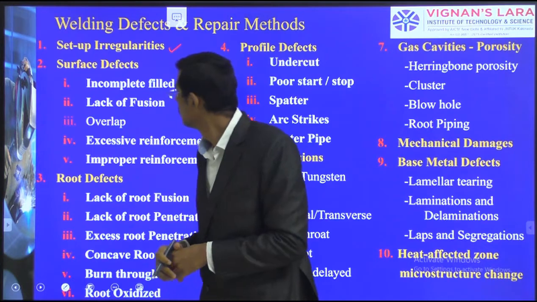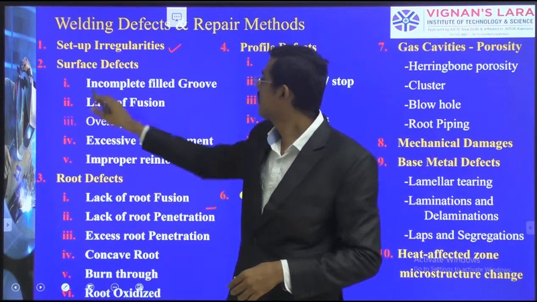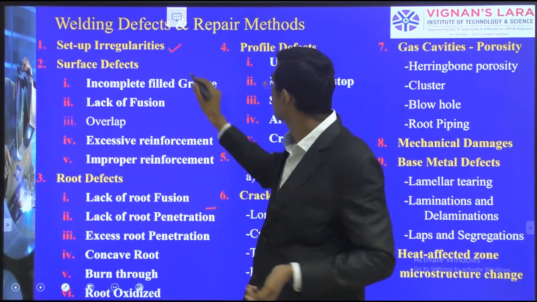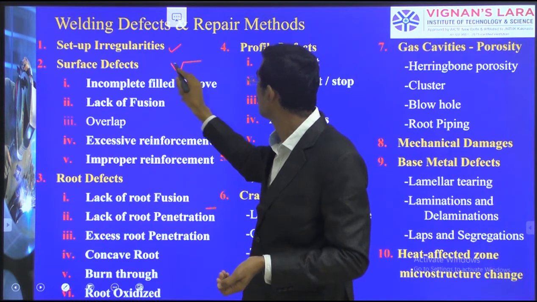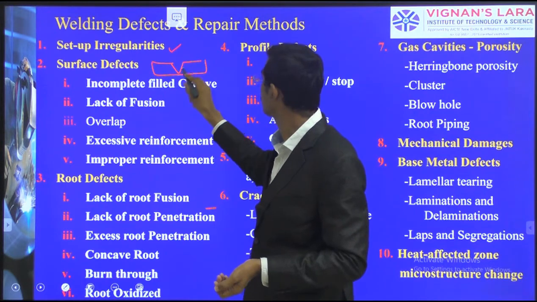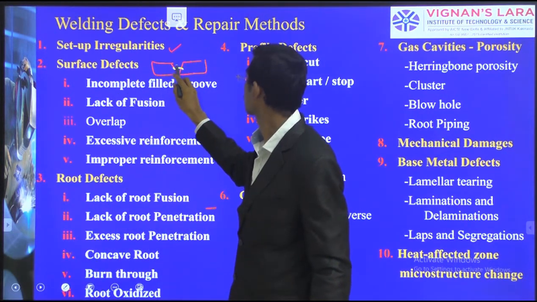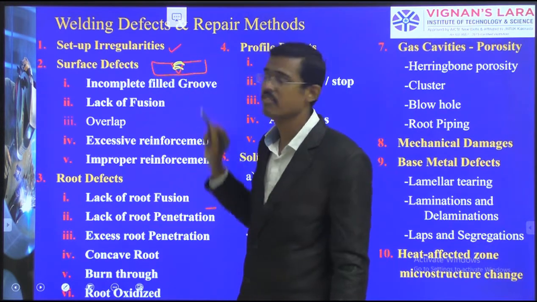And then later I am dividing into surface defects, whether they come in the weld zones or on the various surfaces. Here we are going to weld. In this zone we are going to weld. So what surface defects are available?